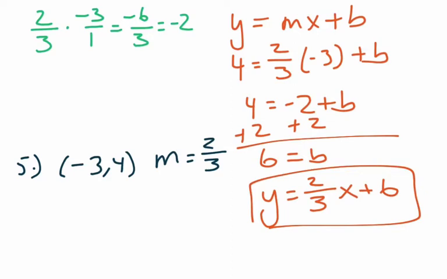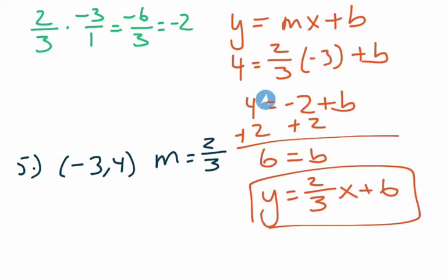Next one is the one with the fraction, and what I did was some scratch work over here. So my work for the problem is actually in the red, and the green over there is just a little bit of scratch work for teaching purposes. So we plug in the -3 and the 4 and the 2/3, and we want to solve for b. So 2/3 times -3 is -2. And then we add 2 to both sides to get 4 plus 2 is equal to b, so b is equal to 6. And so our equation is y equals 2/3 x plus 6.